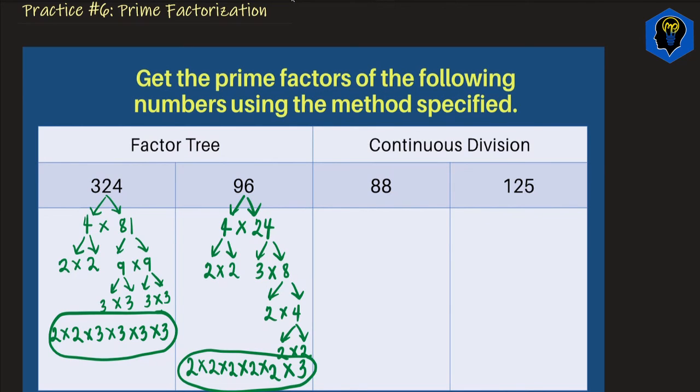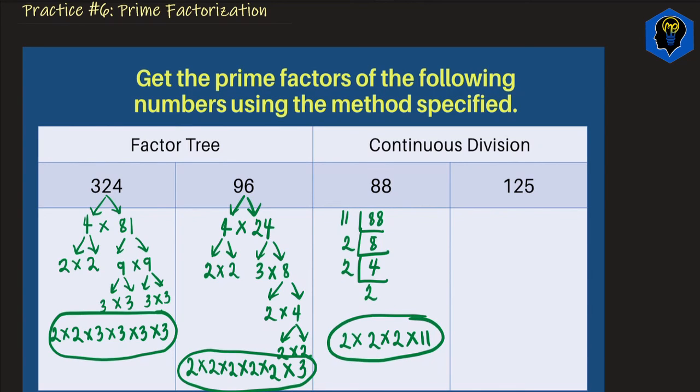Now, continuous division. For 88, so you divide by, what happened? Okay, 88, we divide by 11, so that will be 8. Divided by 2, so that will be 4. And again, divided by 2, so that will be 2. So for 88, the prime factors will be 2 times 2 times 2 times 11.